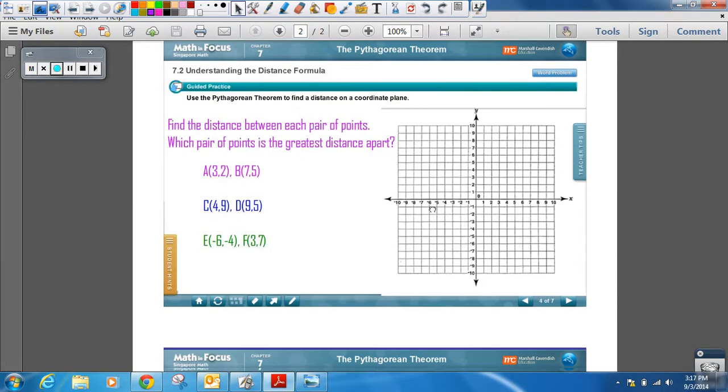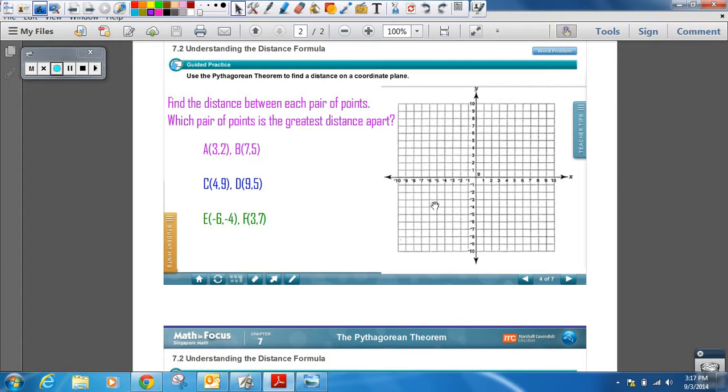Our next problem combines a lot of these together. So we're doing the same idea here, but instead of just one, they give us 3 different lines. It says find the distance between each pair of points. Which pair of points is the greatest distance apart? So I'm going to try to use color coordinated to go with each one. So on this first one, AB, you have to be able to graph them. So 3, 2, remember you go left or right first and then up and down. So I go 3 over, 2 up, and you need to label them so that we know what we're talking about. That is A. B is at 7, 5, and I'll label that B.